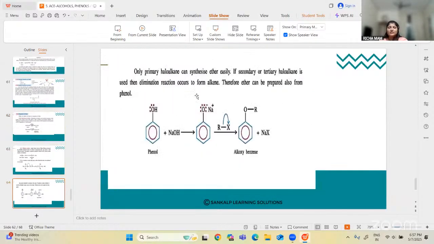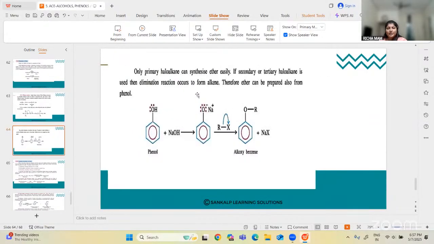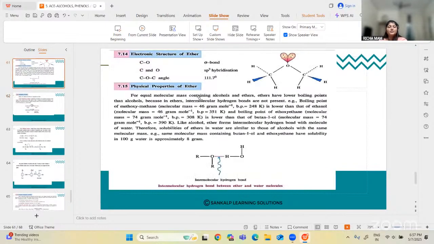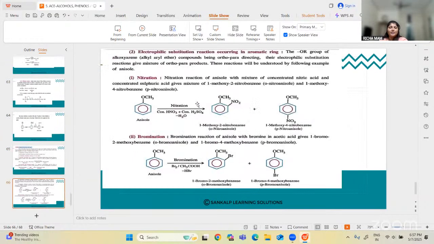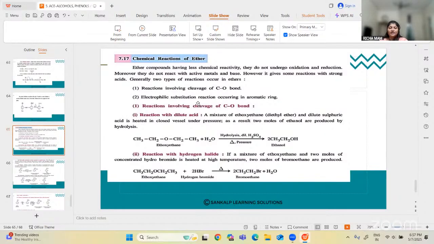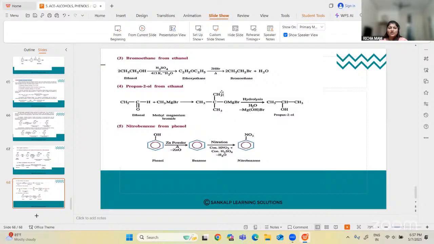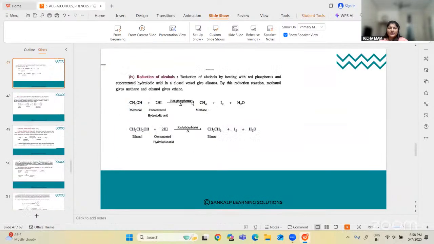Then we have also seen the physical properties, the dipole moment, and we have seen the boiling point, solubility, and density. Then we have seen the chemical properties. Firstly, the reaction with hydrogen halide, where cleavage of the CO bond takes place. Then electrophilic substitution reactions of aromatic ethers: we have seen nitration, halogenation, and the Friedel-Crafts reaction. So these main reactions we have seen. And then we have discussed some compounds, that is ethanol and methanol.